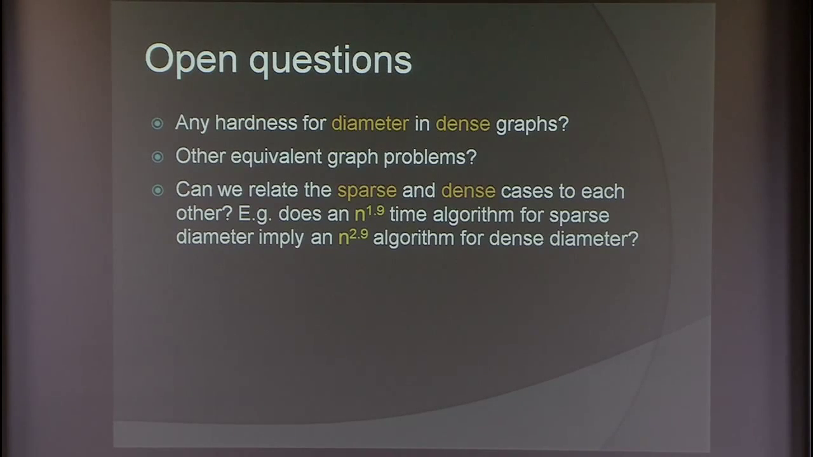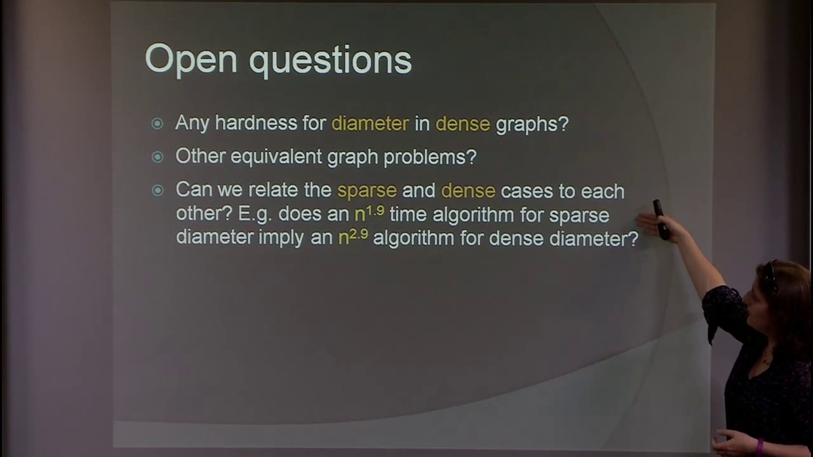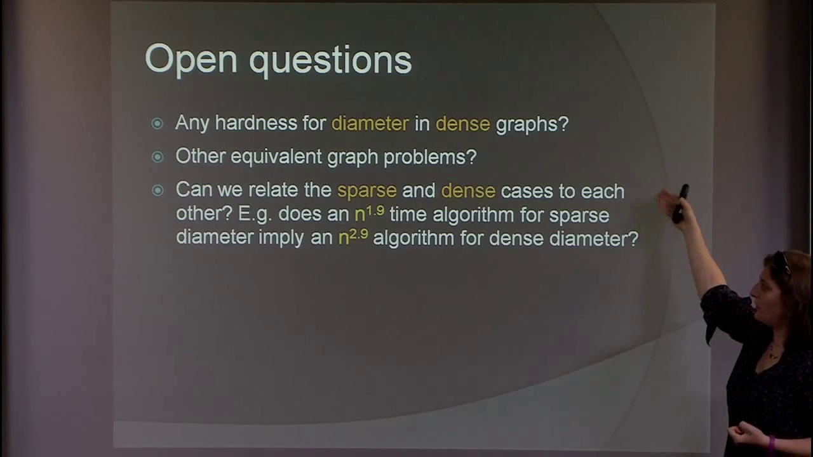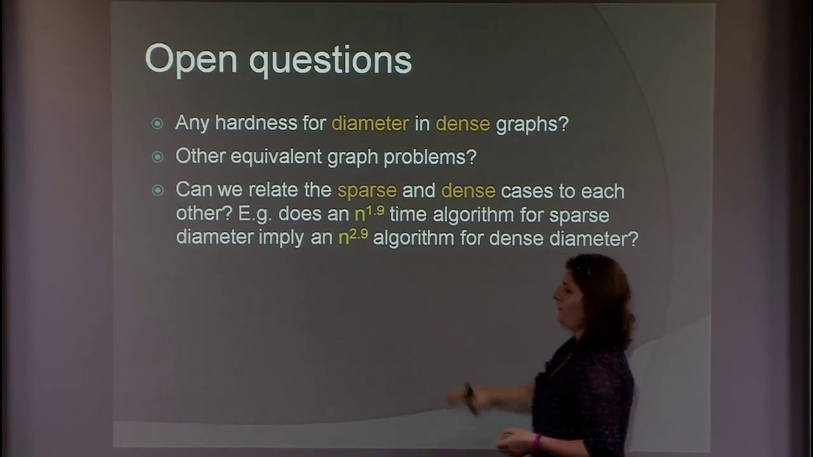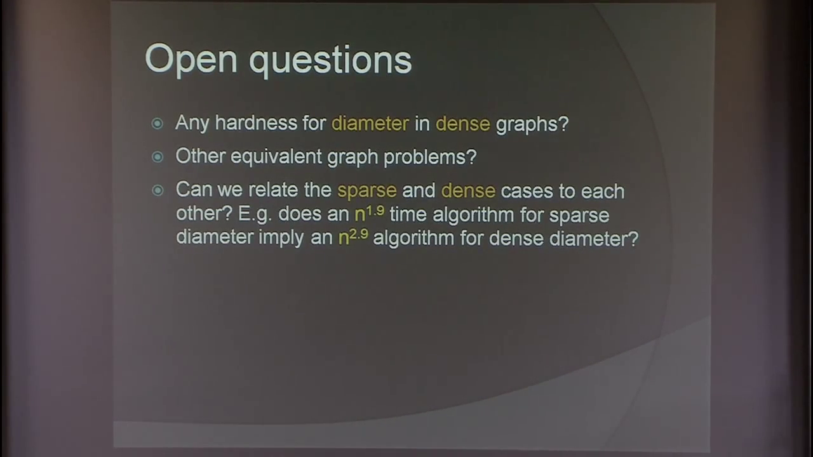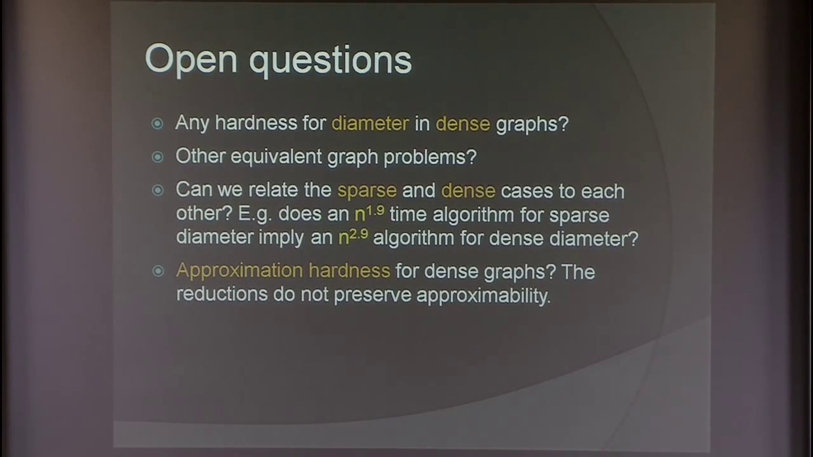Can we relate the sparse and dense case? Can we prove something like this? Does an n to the 1.9 algorithm for sparse diameter imply n to the 2.9 for dense diameter? No idea. Maybe not. Maybe yes. I don't know. Okay. So can we show any approximation hardness for any problem in dense graphs?